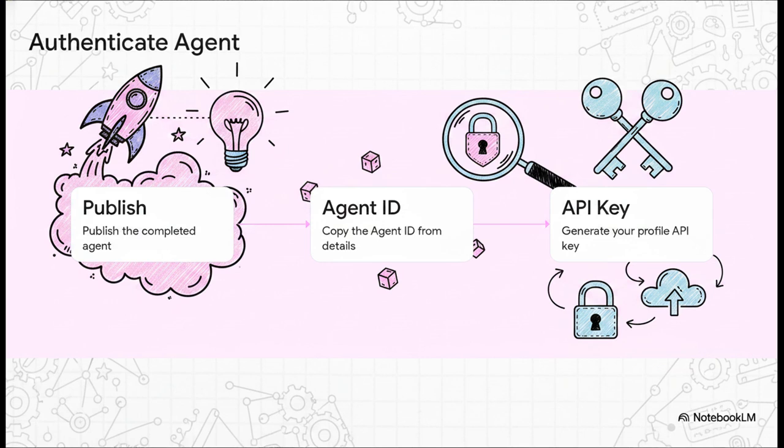These are the critical steps to move your agent from a draft state into a live state. Step 1, simply click the Publish button. Step 2, copy your specific agent ID directly from the agent details page. And step 3, navigate over to your profile settings and generate an API key. Keep these totally secure, by the way. They are the credentials required to authenticate our local code.